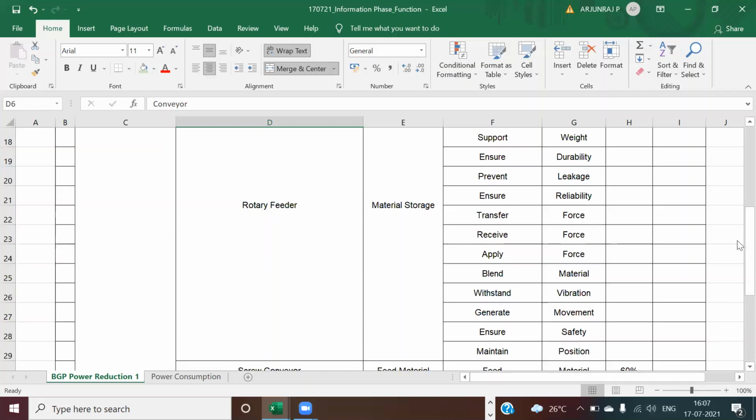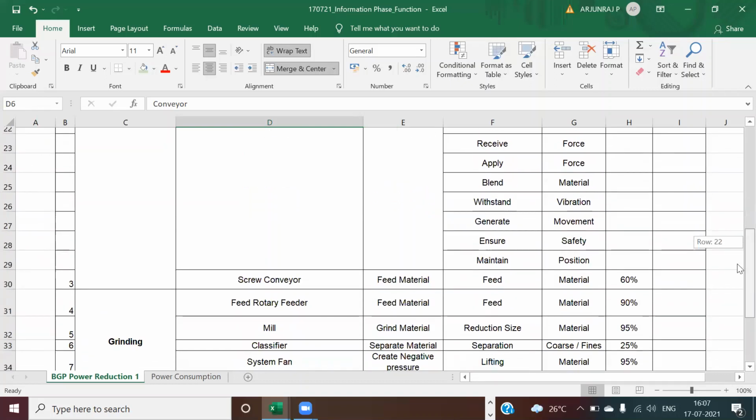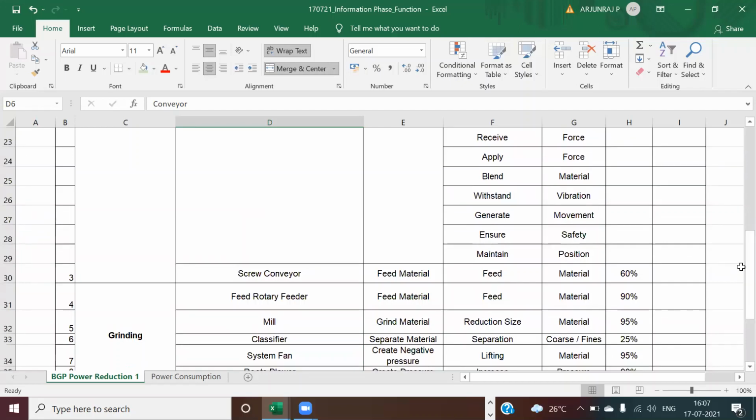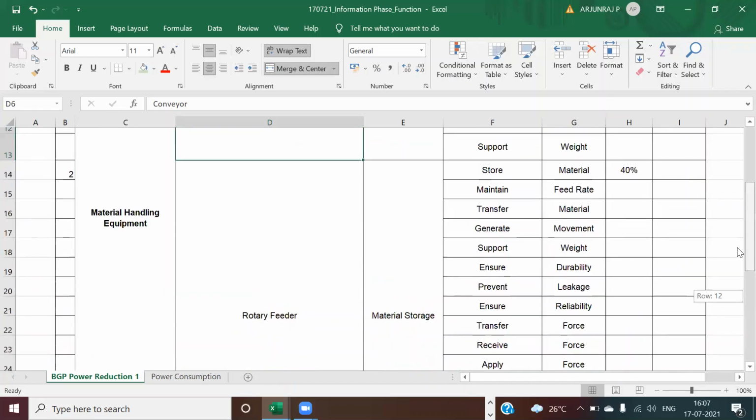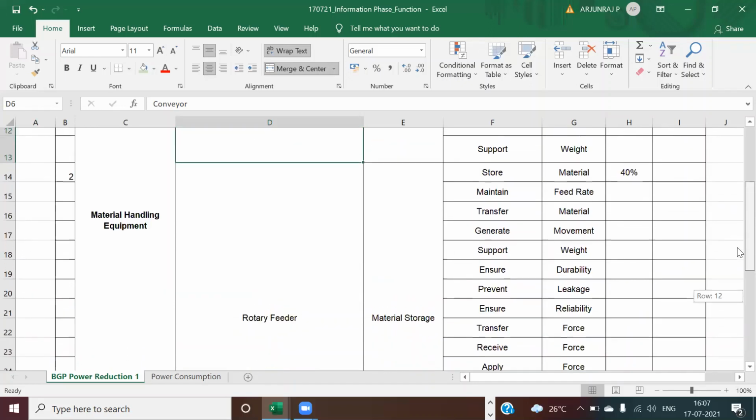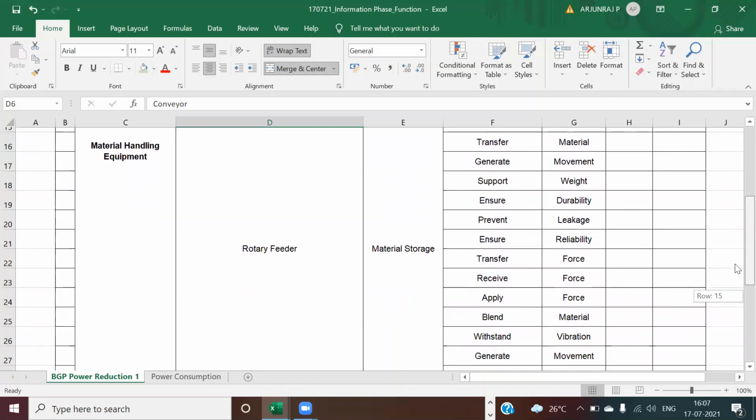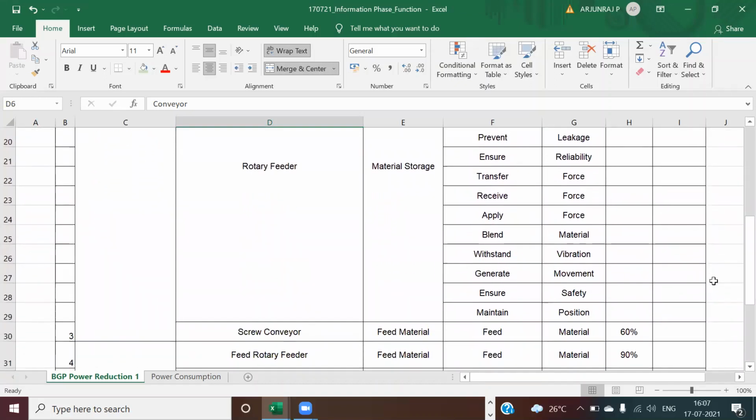Next, we will go to the third important thing called a screw conveyor. What is the function of a screw conveyor? It feeds material. Is a screw conveyor and this rotary feeder going to have the same functions, or what additional functions will come for a screw conveyor? No. A rotary feeder is stand still, whereas the screw conveyor is a small part of the belt conveyor, because it has some length.